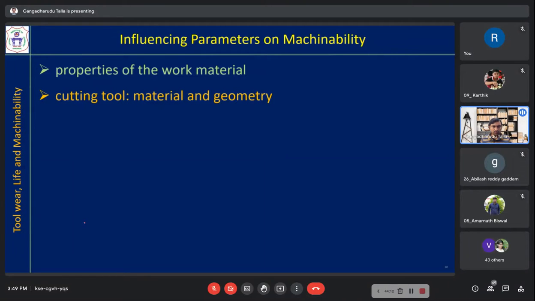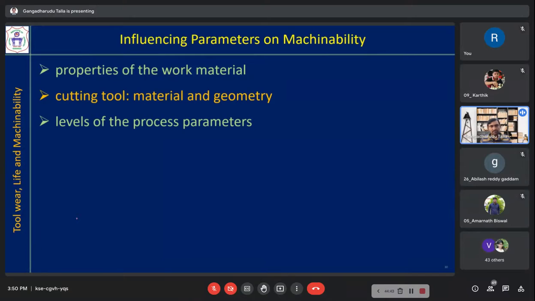Now, properties of the cutting tool. Cutting tool material and cutting tool geometry both will affect the machinability. If the cutting tool is sharp, machinability may be good. If the cutting tool is blunt, machinability may not be good. But we cannot always use very sharp tools for all the materials. Depending upon the workpiece also, you have to select.